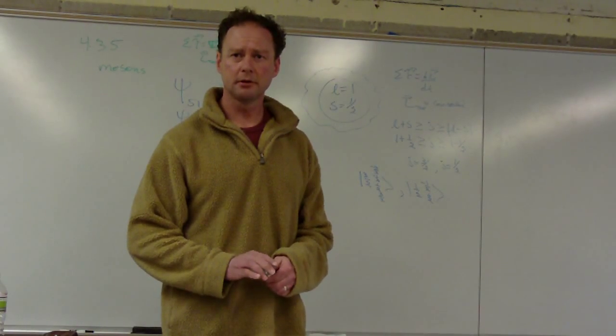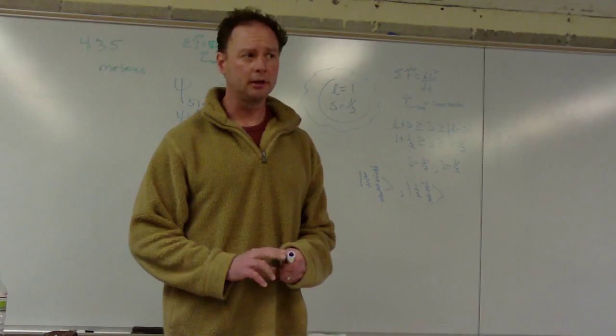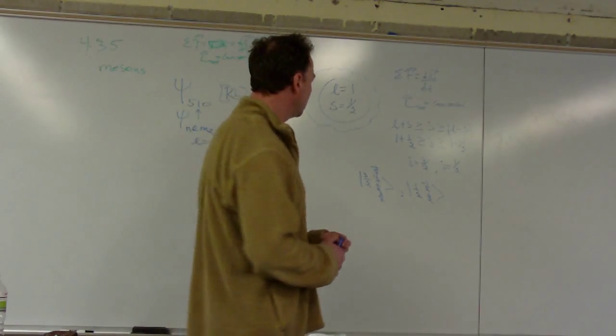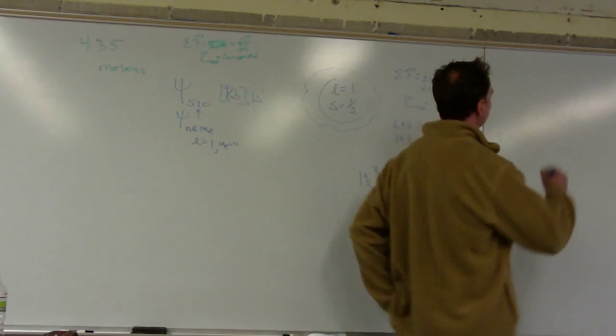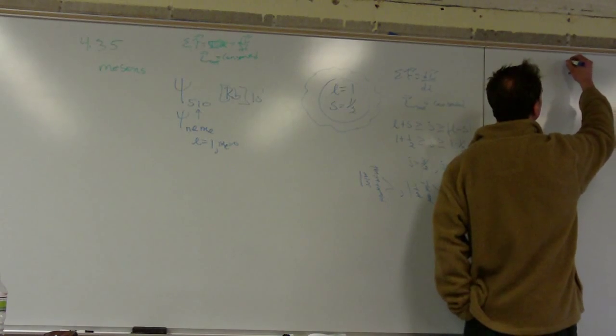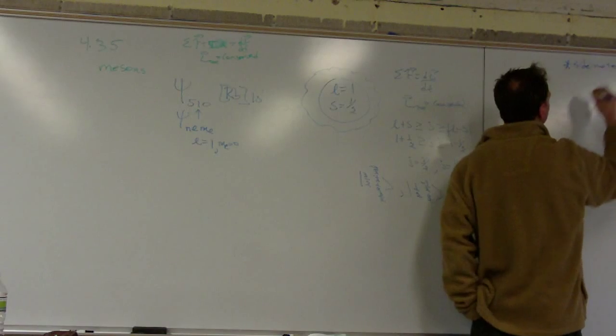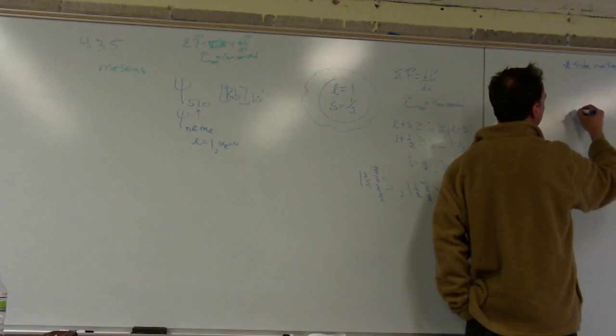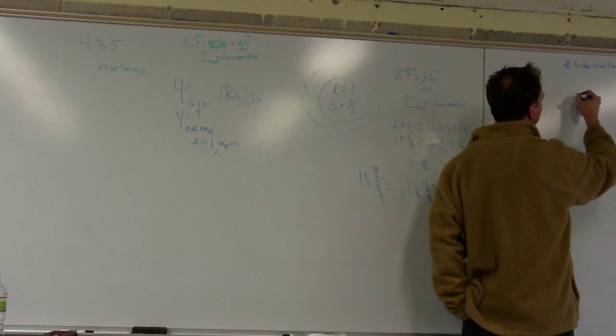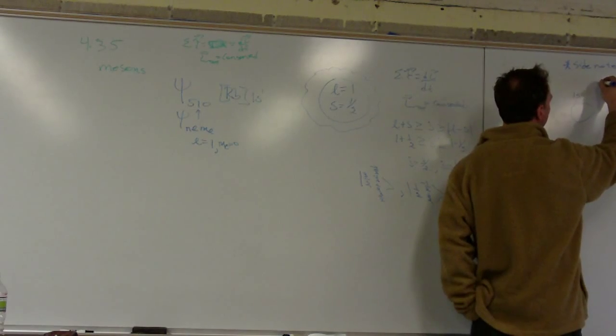Super messy. All right, let me do another example. This is a complete side note. Say I have helium. There's a proton, and then there's a 1s electron, and then there's a 2p electron.